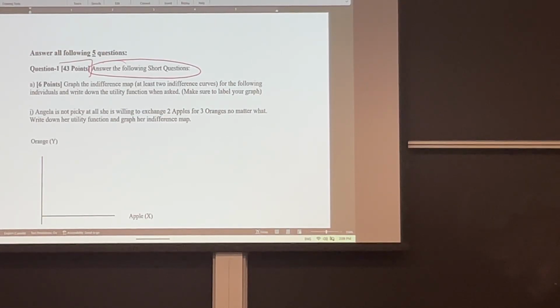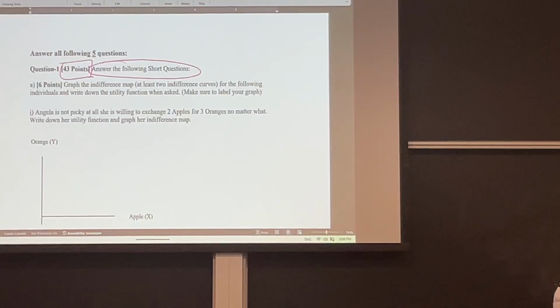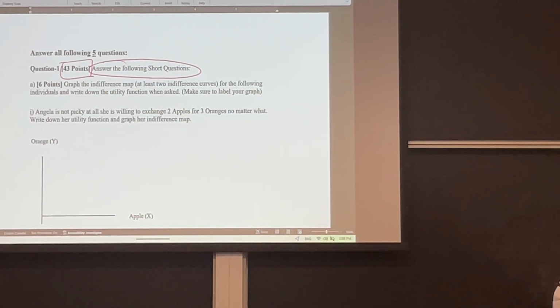A whole bunch of them, adding up to 43 points there. The first one is an attempt to see if you can graph an indifference curve for an individual stated. Let's see what we have here.